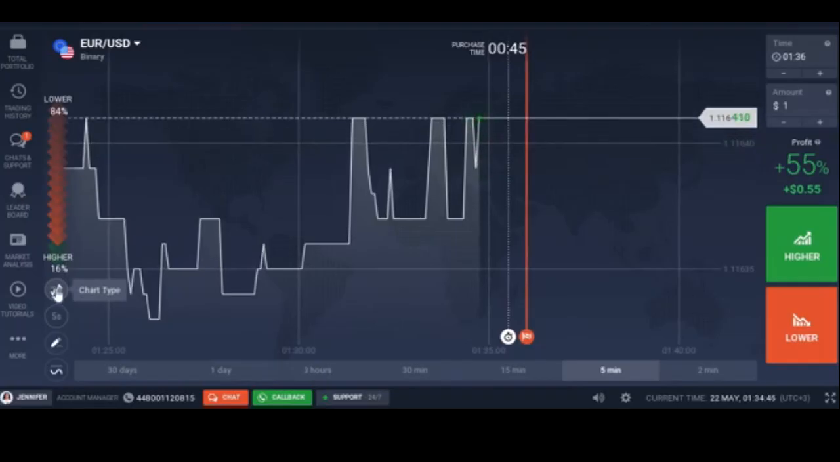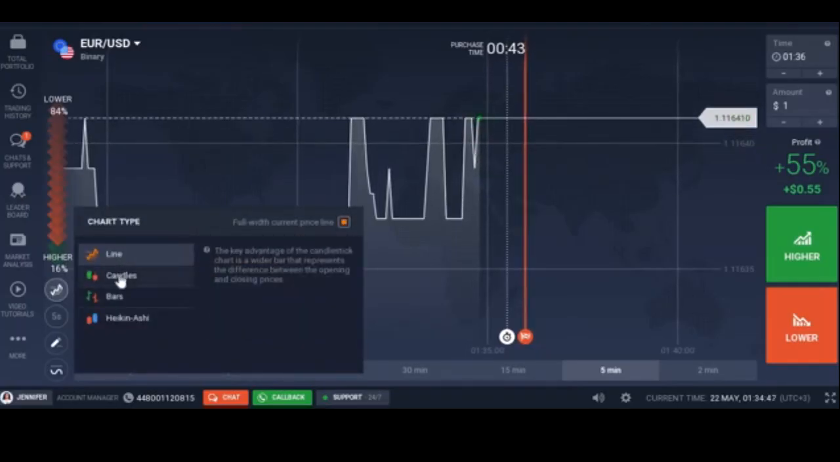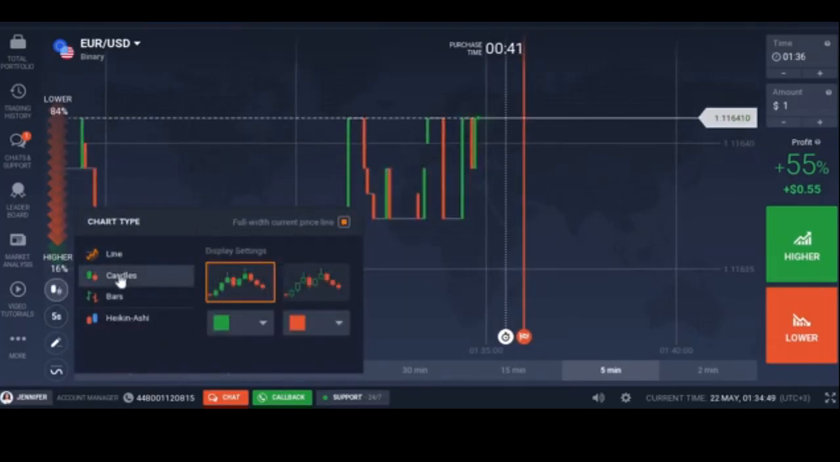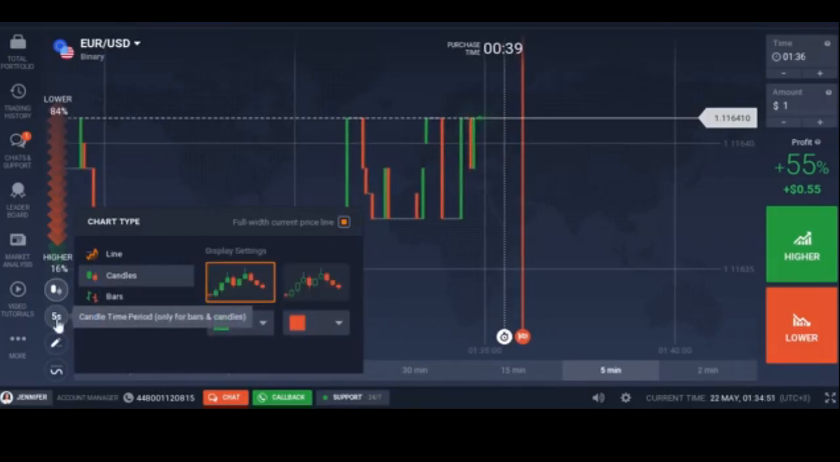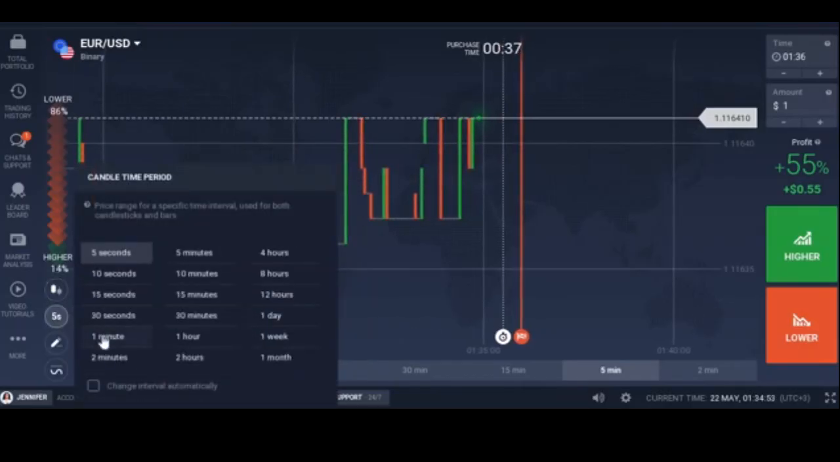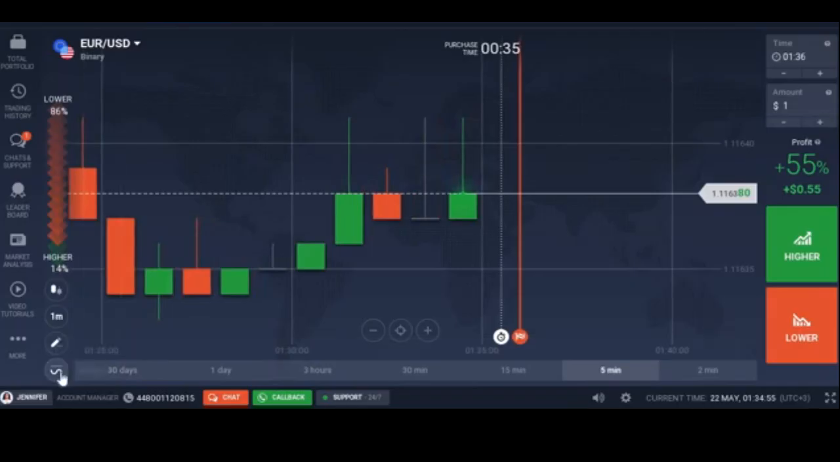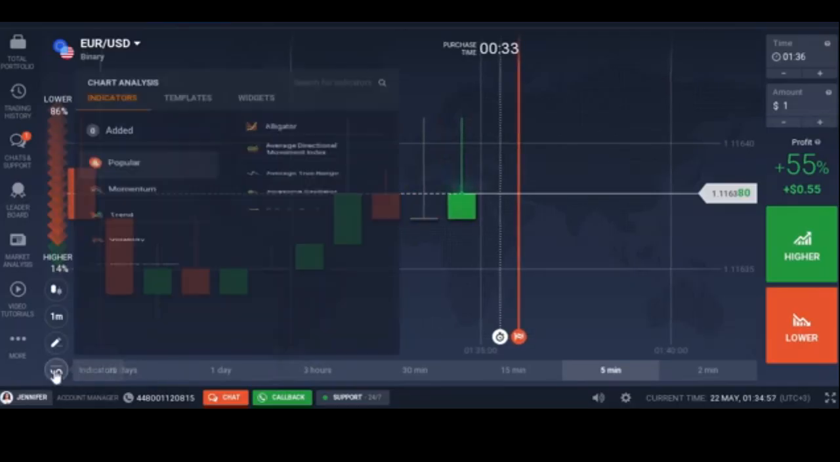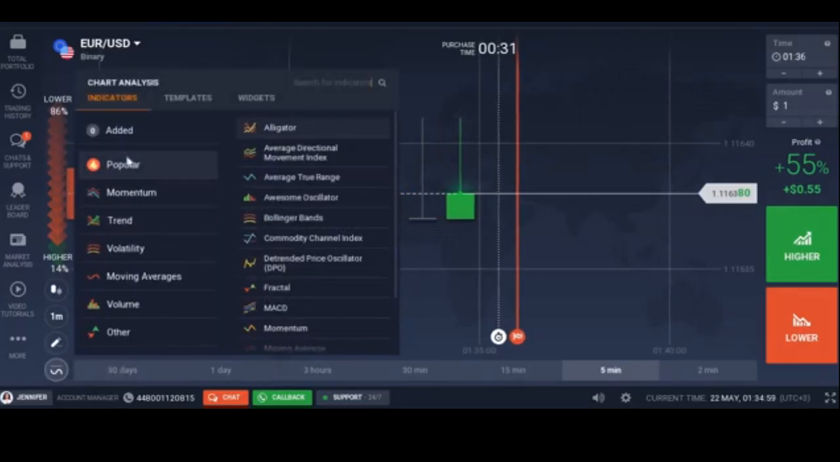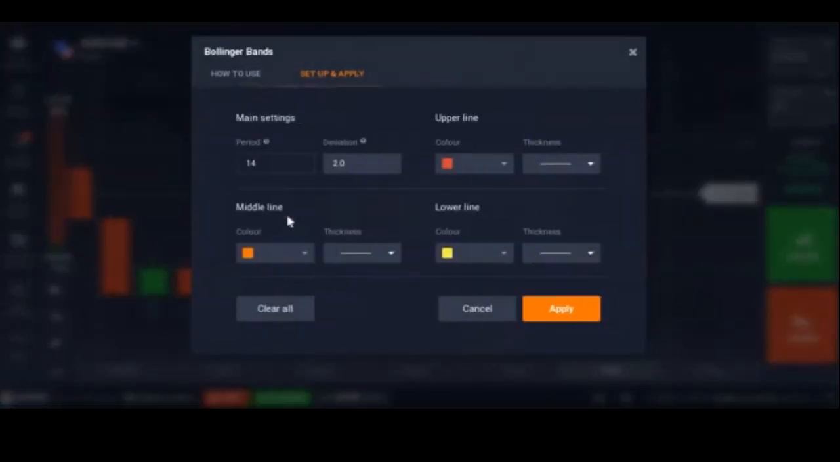So we will set charts and indicators. From chart type, you click on candles. So you set candle time period to 1 minute. You go to indicators, popular, select Bollinger Bands. From setup and apply, change the period to 10 and deviation of 2. The other settings will be the same.